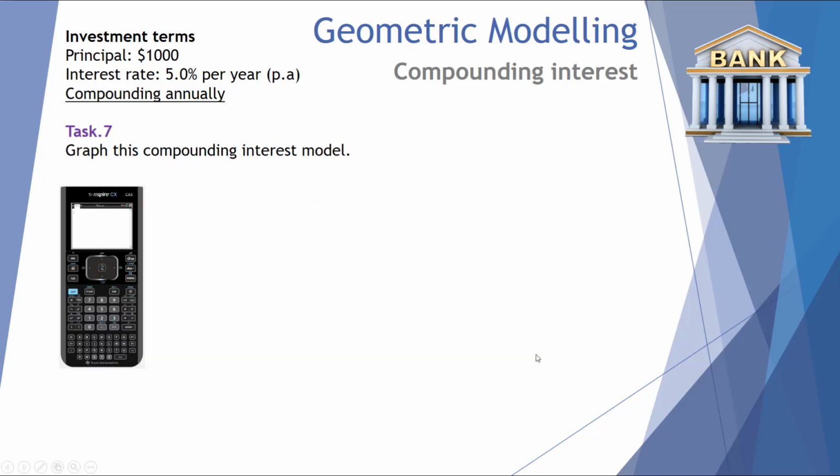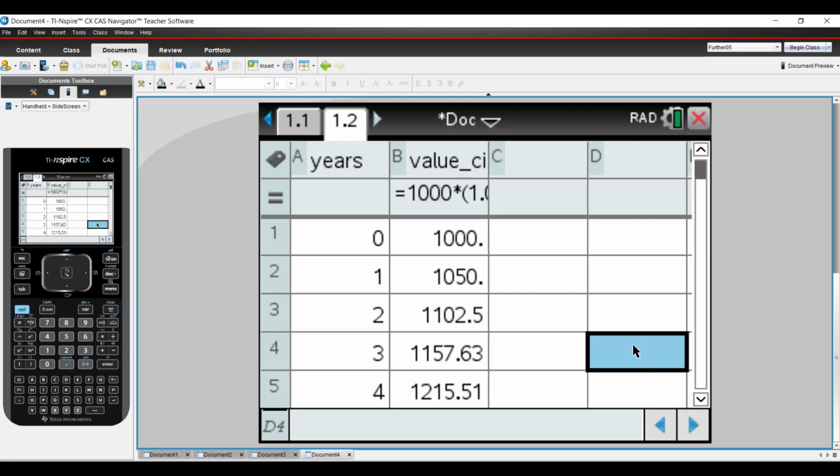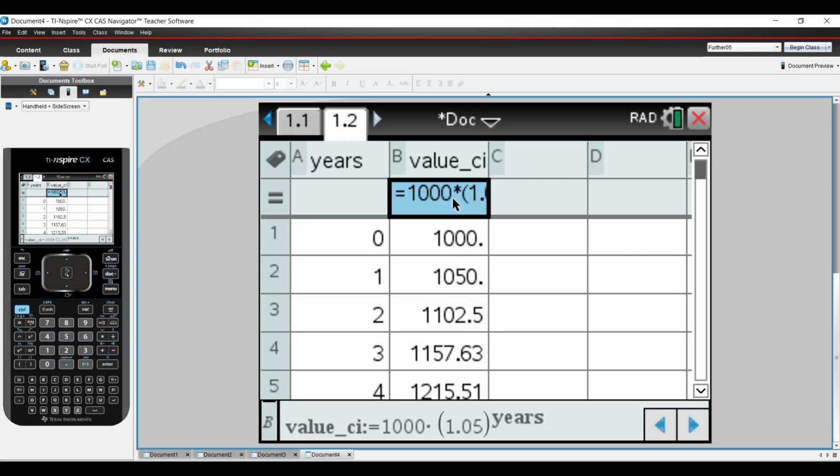Let's now have a look at graphing this compounding interest model. In this spreadsheet, I have in column A the years of investment, and in column B the value of the compounding interest. This value was determined by using the following formula. Value with the compounding interest is equal to 1,000 times the growth rate of 1.05 raised to the power of the number of years, where the number of years is represented in column A.